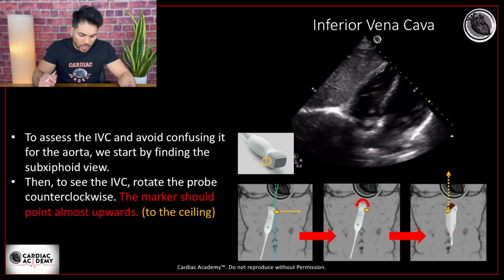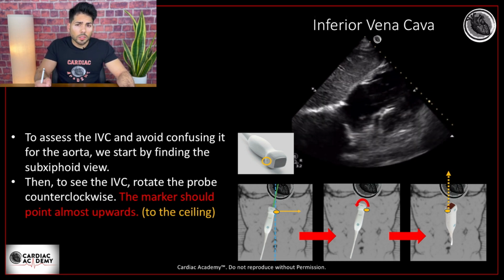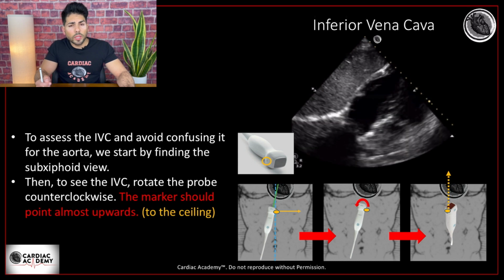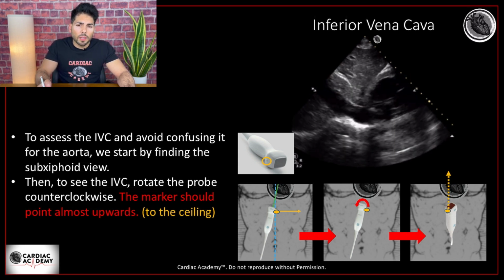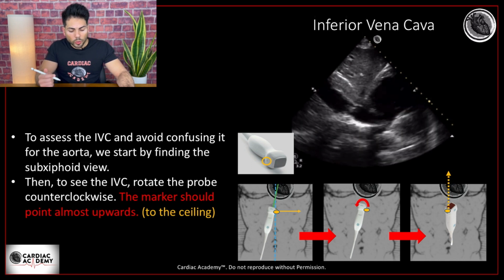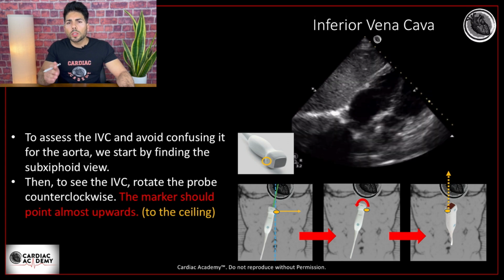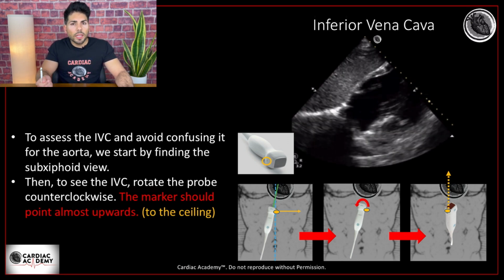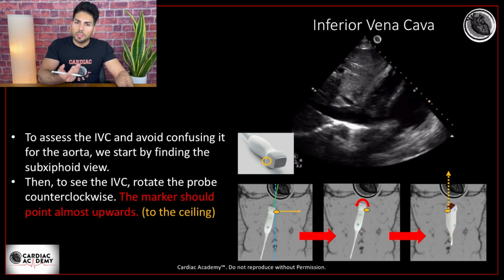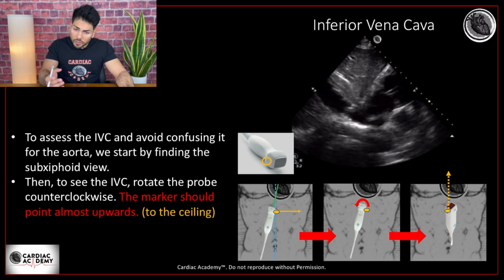All right, so how do we access the IVC? So for us to make sure that we don't confuse the aorta for the inferior vena cava, the best way to do it is to first start looking for the subxiphoid view. And once you identify the right atrium, then with appropriate technique, you can actually see the IVC connecting to the right atria. So this is the way we do it.